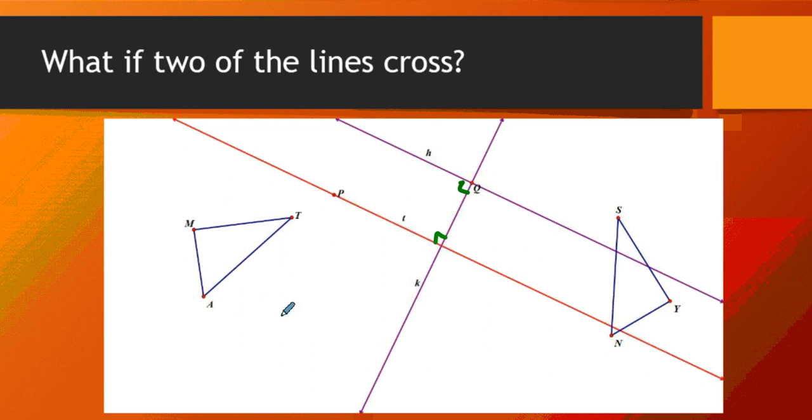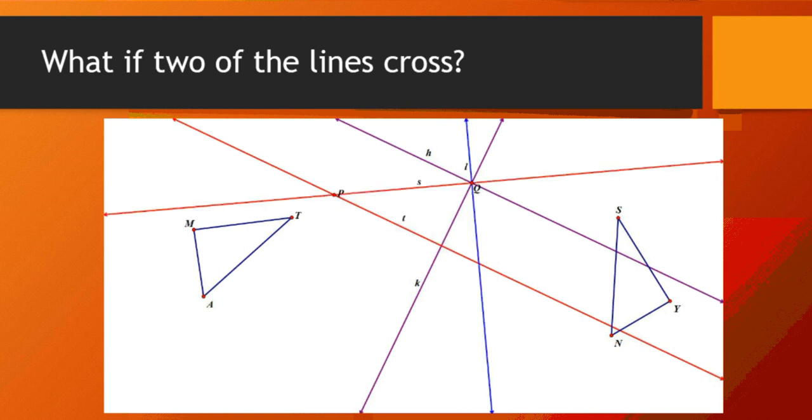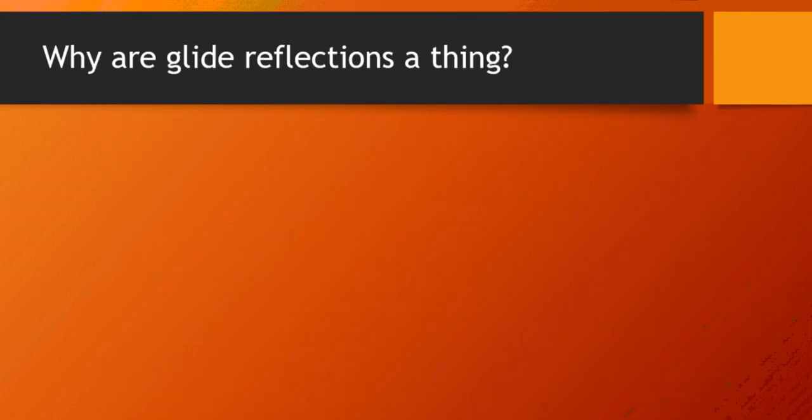What takes AMT to NYS? It's a glide reflection, which is so not obvious from L, M, and N from 3-4 slides ago, right? It's so not obvious. But in this slide, it's really obvious. And we proved along the way that these three lines will do what the other three lines did. So we just make the swap.